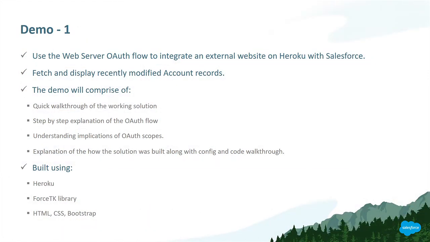So with that, we'll move into our first demo. This is a very simple demo which I put together. What's happening here is that I've created a simple web page on Heroku. This web page is going to use the web server flow which we mentioned. I'm making use of a third-party library called ForceDK to abstract the OAuth flow, but then I'm going to display everything that's happening behind the scenes for us to see how the flow is working. And then just to ensure that it's working, we are going to query Salesforce using a SOQL query and just fetch the last 20 modified accounts from Salesforce. So let's go and see that.